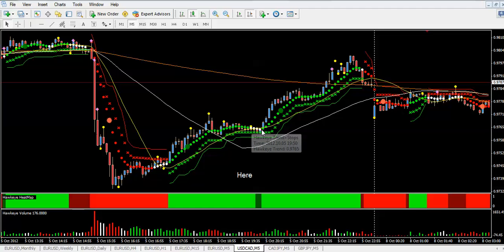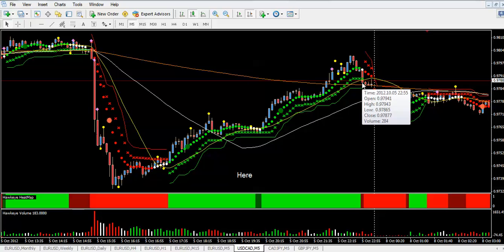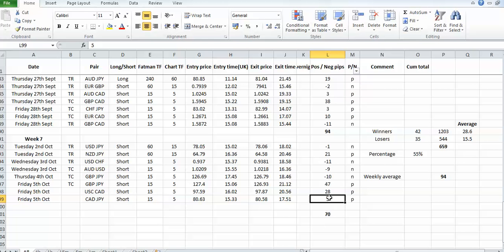And in this particular case, we were kept in the market here. Notice the market didn't close clearly below the crosses, so that kept us in, and eventually the market closed clearly below the crosses over here where my arrow is, and that gave us a 28 pip profit.